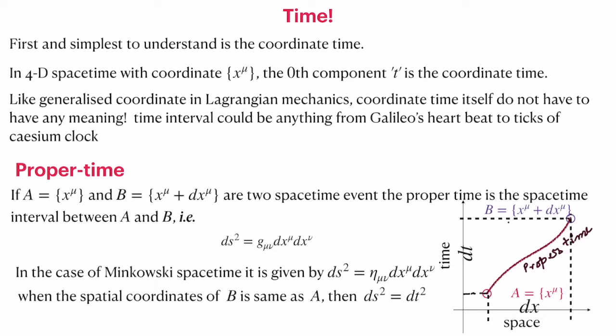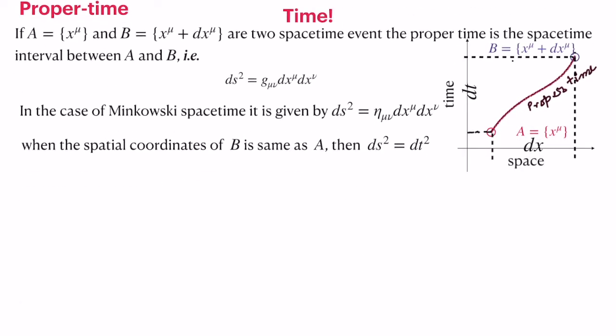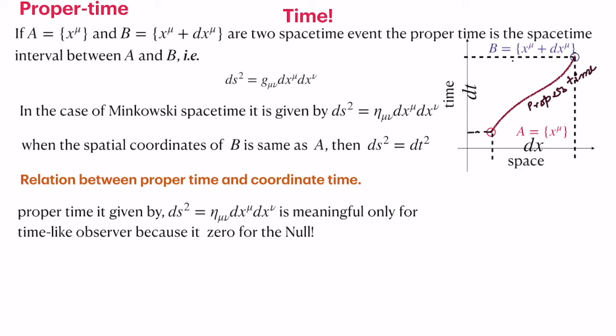For an observer who is fixed to an inertial frame, the coordinate time and the proper time are going to be the same. Regarding the relation between proper time and coordinate time, we have two events A and B, and the space-time interval or the proper time is given by ds square. This proper time makes sense only for events which are separated by a time lag. If events are separated by null, the space-time interval ds square becomes 0 and the proper time does not have any meaning.